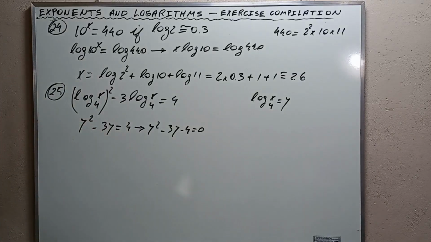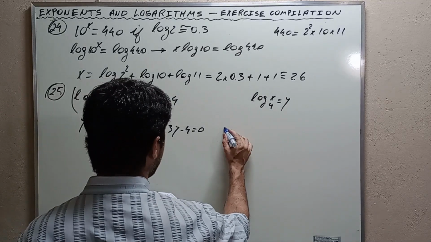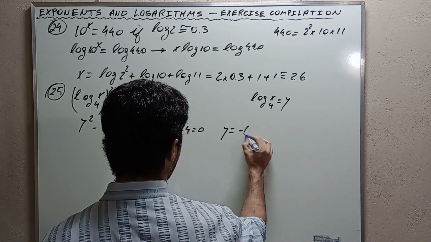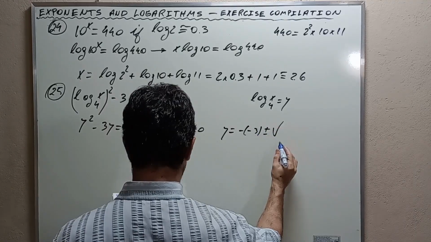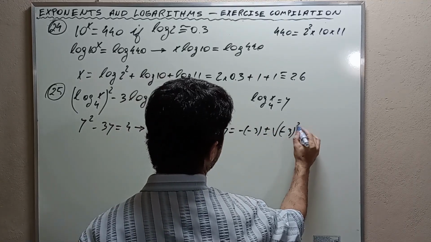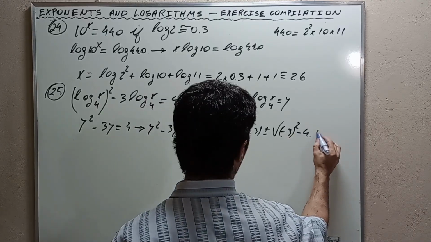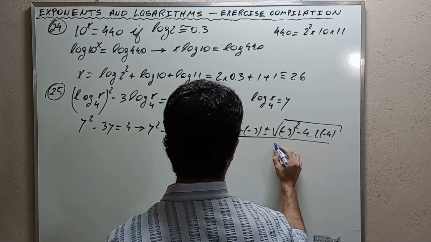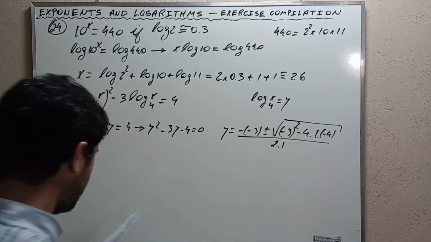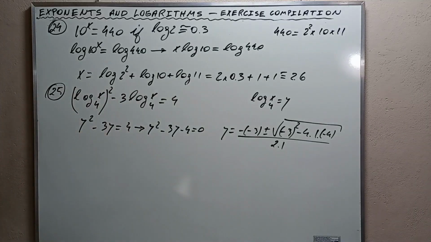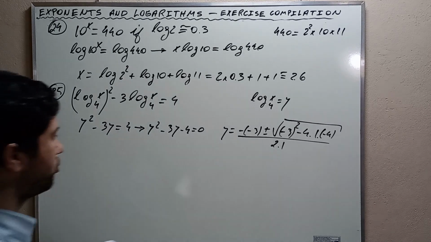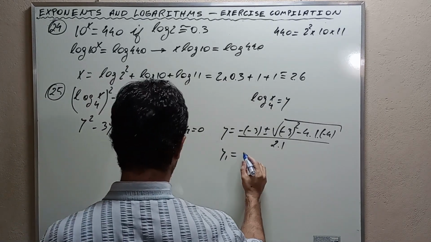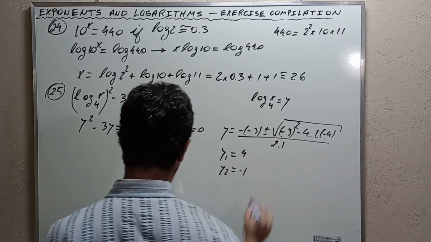This is a quadratic equation whose solution is pretty much known even to high school students. We're going to do the following. y is equal to negative of negative 3 plus or minus the square root of negative 3 squared minus 4 times 1 times negative 4, divided by 2 times 1. And it's going to produce two solutions. y1 is equal to 4 and y2 is equal to negative 1.